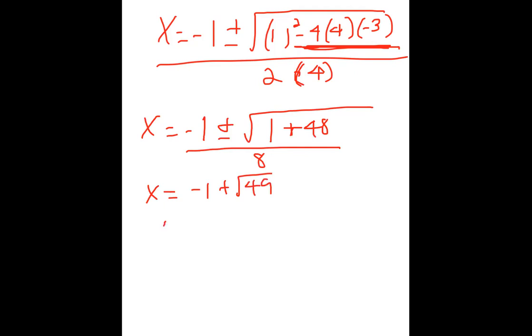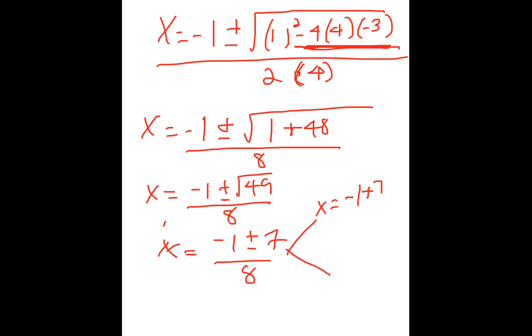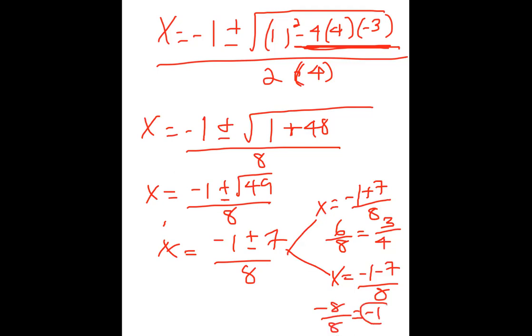Take the square root of the 49, so you get x equals negative 1 plus or minus 7 over 8. And remember, this represents 2 solutions. X equals the sum, negative 1 plus 7 over 8, which gives you 6 over 8, but reduces to 3 over 4. And then the other one is the difference, negative 1 minus 7 over 8. So you get negative 8 divided by positive 8, which gives you negative 1. So there's your answers, guys. See, the quadratic formula is so easy.